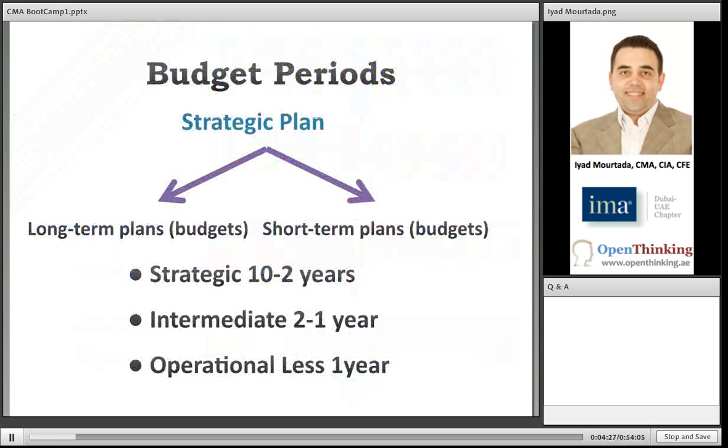Now, for budget periods, we have different times. We have long-term and we have short-term. For long-term, we have strategic, 10 to 2 years. We have intermediate, 2 to 1 year. And we have operational, less than 1 year.